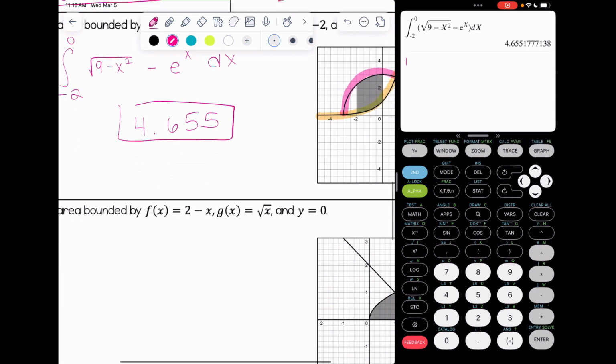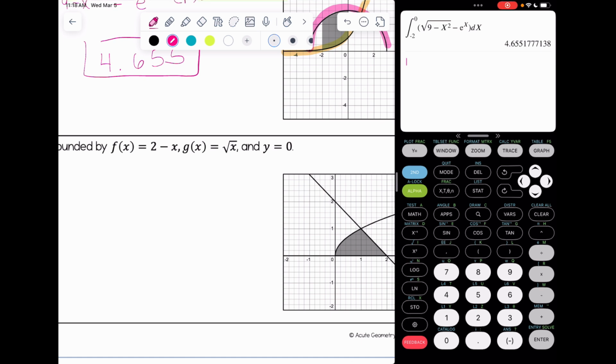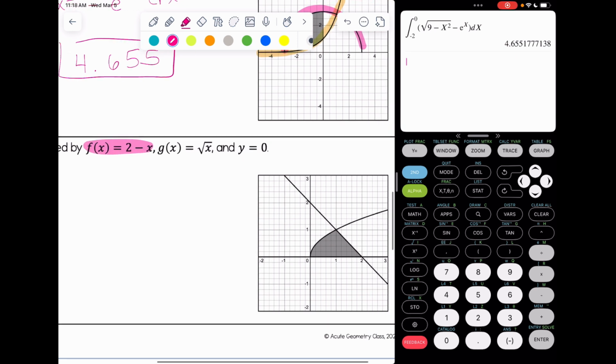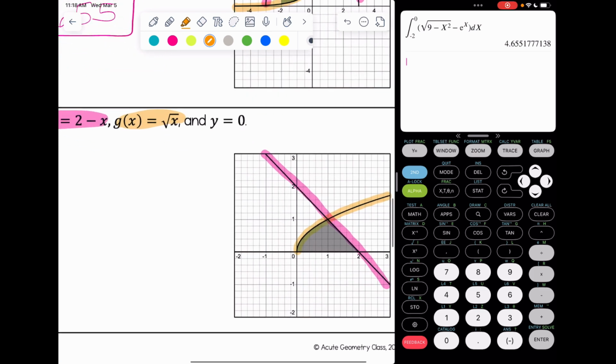All right, let's do one last one here, and this one's going to be just a little bit different than the others. In this problem, we are finding the area of the shaded region as well. So f of x is 2 minus x, so that's our line. g of x equals radical x, so that's our curve here. And we also have y equals 0. So in this case, it's almost like we have a third function. I'm going to highlight that one in green.